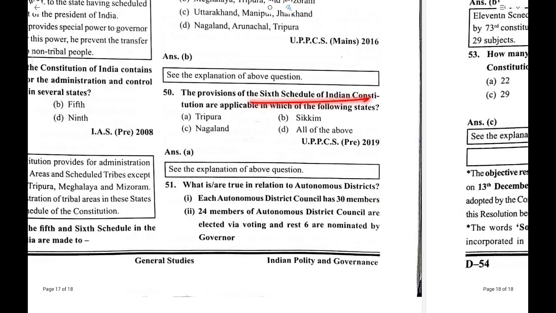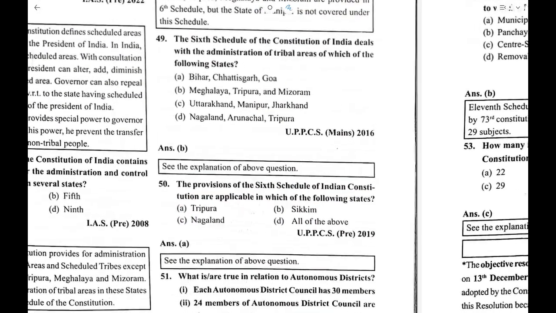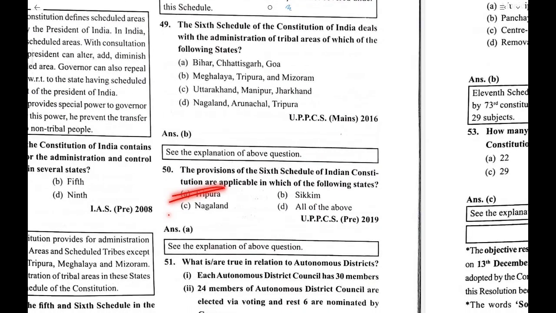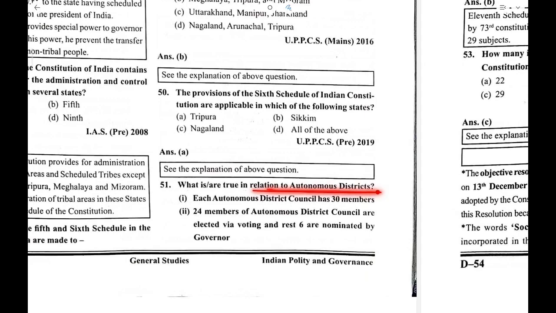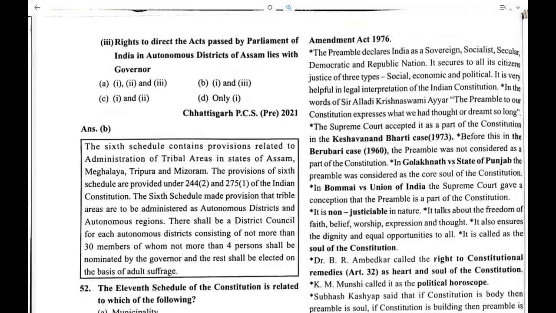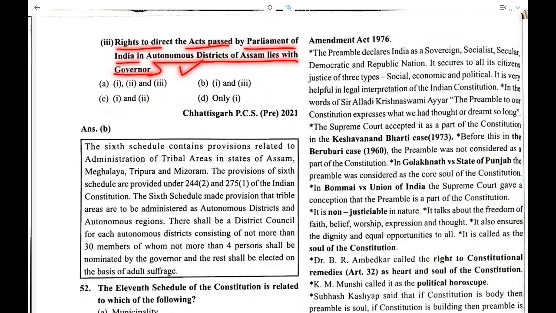Provision of 6th schedule are applicable to which of the following states? So it is Assam, Meghalaya, Tripura and Mizoram. So A is the right one. Regarding autonomous districts, each autonomous district has 30 members. Absolutely right. 24 members of the autonomous district are elected by voting and the rest 6 are nominated by the governor. This is wrong. And the right to direct the application of acts passed by the Parliament of India to an autonomous district of Assam lies with the governor. 3 is also right. So 1 and 3 is the correct answer. 2 is not right because not 6 but 4 members are nominated by the governor.